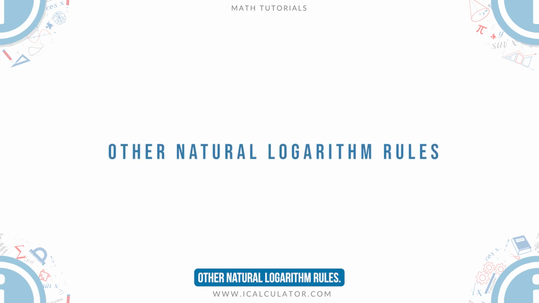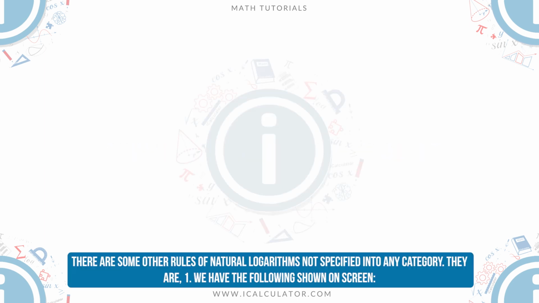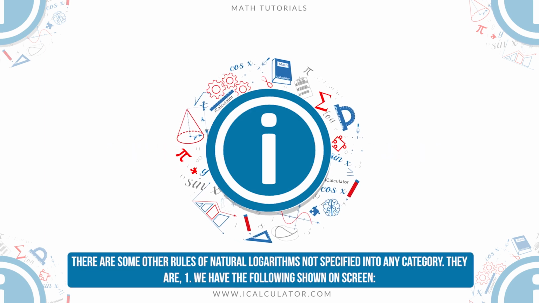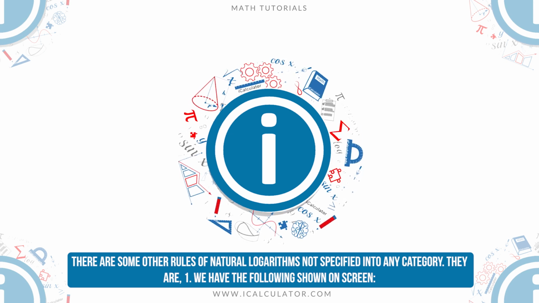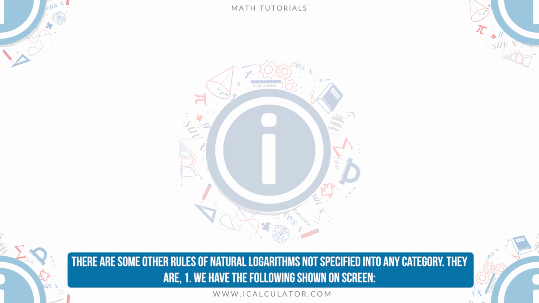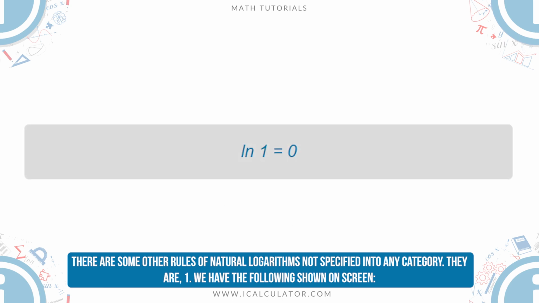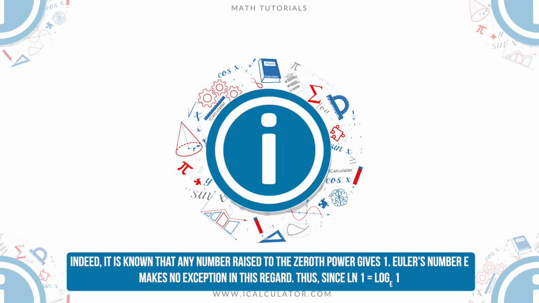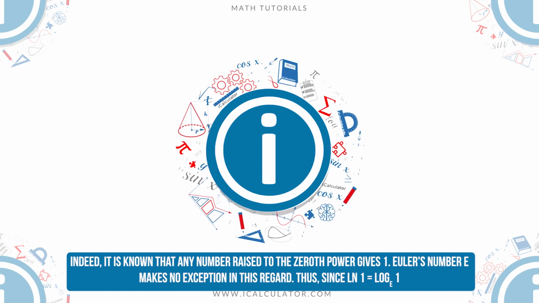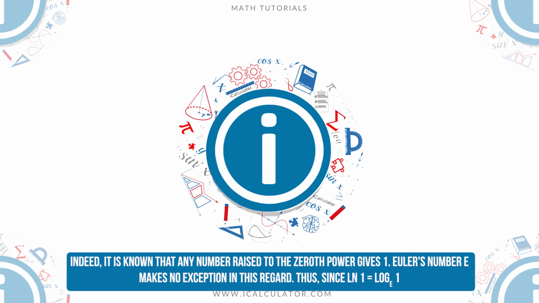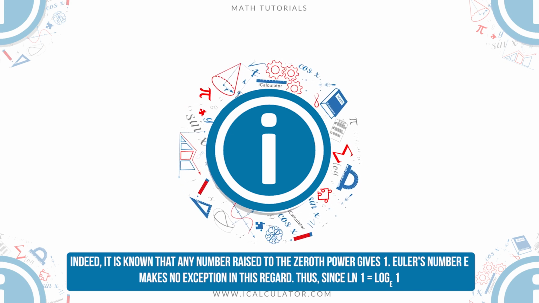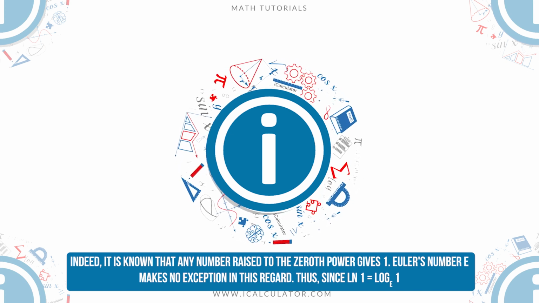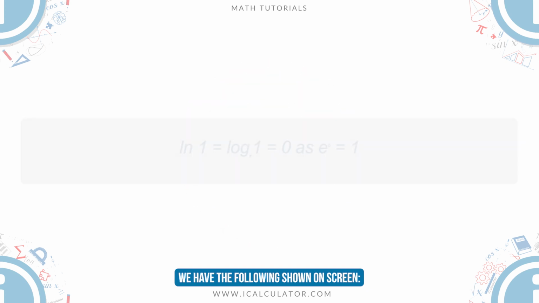Other natural logarithm rules. There are some other rules of natural logarithms not specified into any category. They are: 1. We have the following shown on screen. Indeed, it is known that any number raised to the 0th power gives 1. Euler's number e makes no exception in this regard. Thus, since ln 1 equals log base e of 1, we have the following shown on screen.